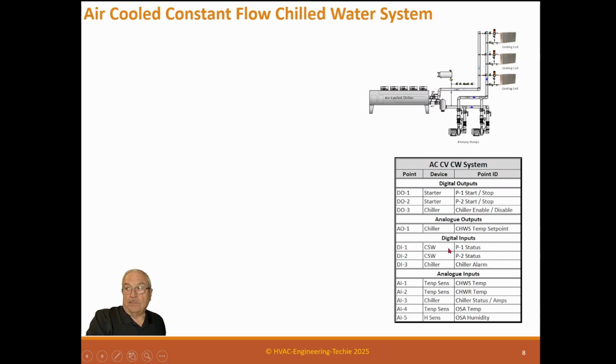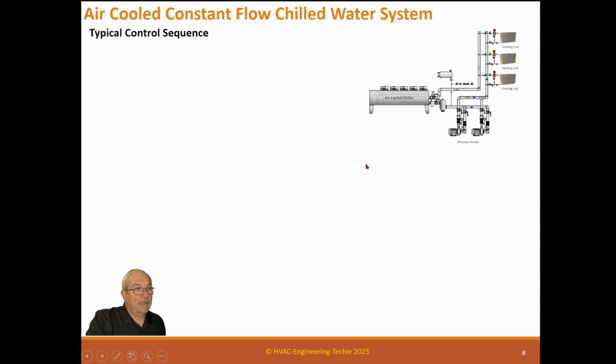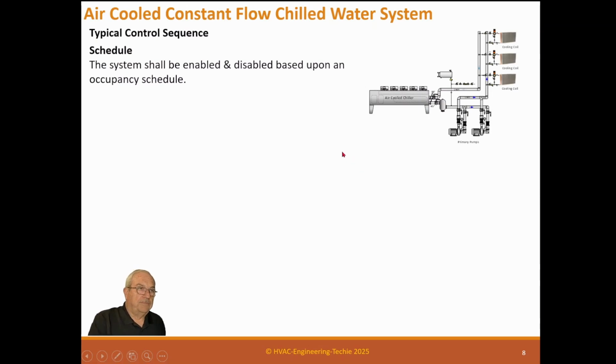Digital inputs are a P1 status from a current switch, P2 status current switch, and out of the chiller panel, we're grabbing a chiller alarm. In case the chiller goes into alarm, we'll at least know it's an alarm. We may not know what it is, but at least we know it's an alarm. Analog inputs: chill water supply temperature, chill water return temperature, chiller status, how many amps, what load is it at, outside air temperature and outside humidity. Now, we normally run outside air temperature and humidity through the central plant globally for everything else. So normally all the central plants have a weather station to input that data. Okay, typical control sequences.